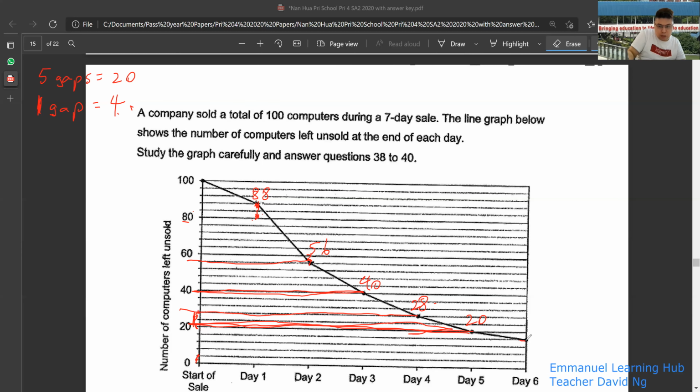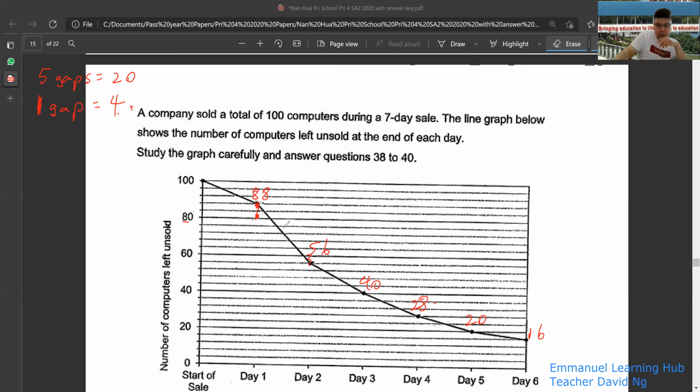Day 6. Day 6 is 1 gap from 20. Each gap is 4. So 1 gap from 20 is what? Day 6 is how many? 26? No. You think before. 16. Okay, because it's 1 gap away from 20.